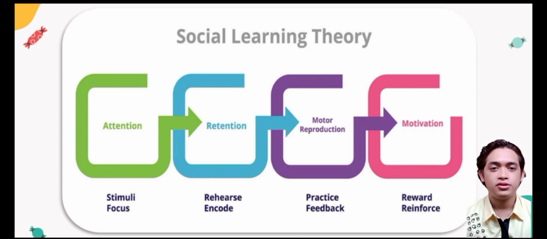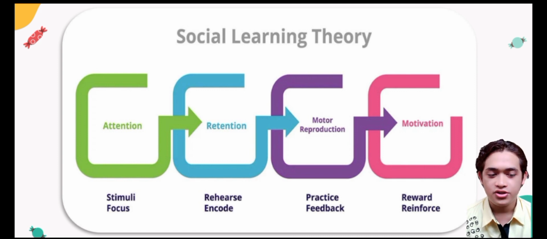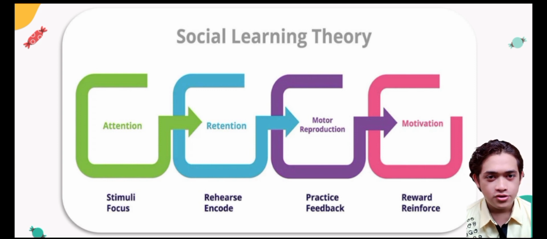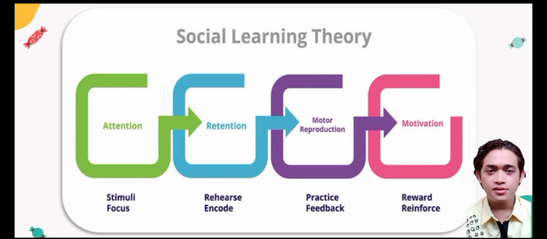Now, what are the parts of this process? There is attention, there is retention, there is motor production, and there is motivation. Now, in attention, a child focuses on the model's behavior or the things that the models did. Therefore, there is stimuli focus because the child is observing and the child is focusing on what the model is doing.